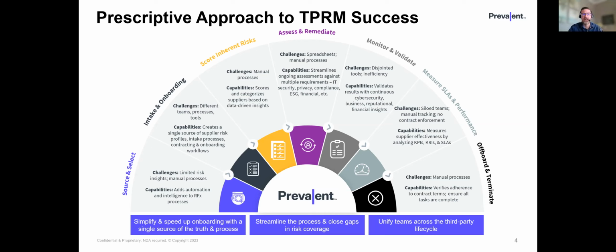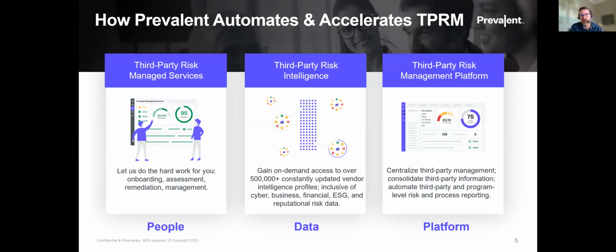And at the end of the day, the goal is to accomplish three things: to simplify and speed up onboarding with a single source of the truth and a single set of processes, to streamline that process and to close gaps in risk coverage, which a lot of companies tell us they have. They say they're only looking at data periodically. And finally, unify teams across the third-party lifecycle. Now, that's the foundation of what we're trying to help you achieve in third-party risk.